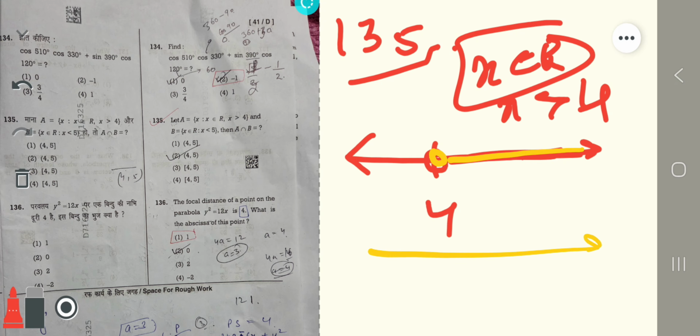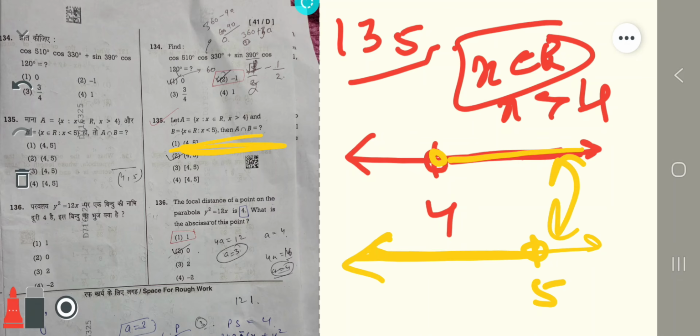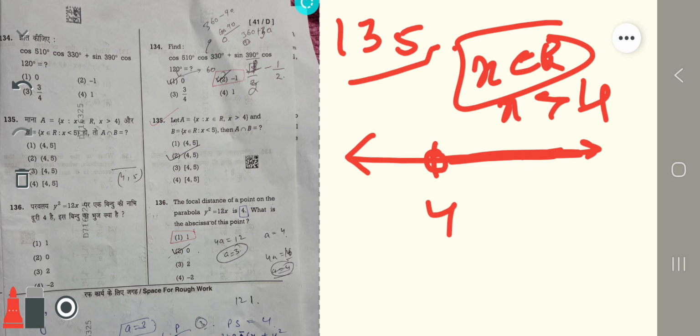And for B, it is x less than 5. So 5 यहाँ पे है, तो less than 5, तो this will be the region, and we have to find A intersection B. A intersection B, अगर इन दोनों में कॉमन चीज़ देखूँ मैं, क्या आएगा? ओपन ब्रैकेट 4,5, the interval open bracket 4,5, right? So option number 2 will be the correct answer.